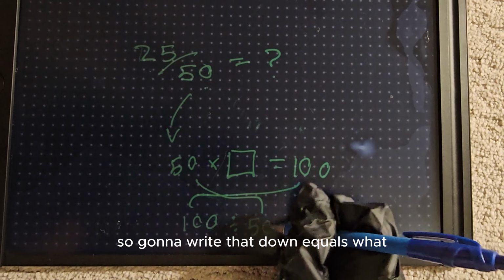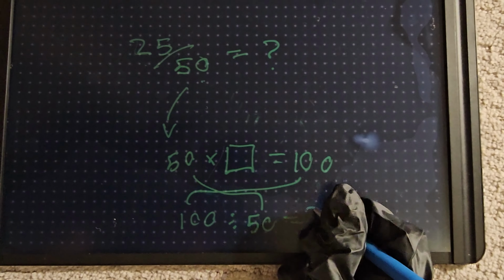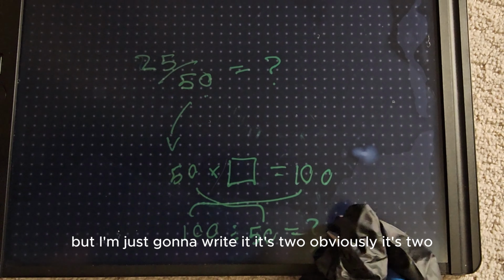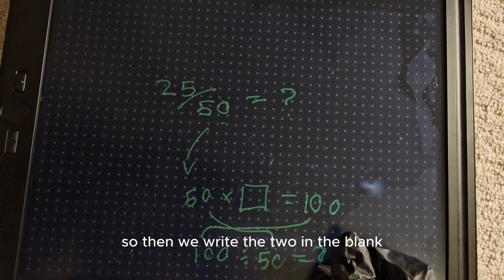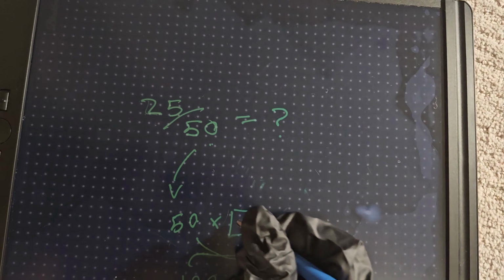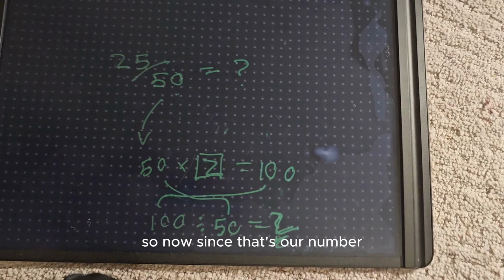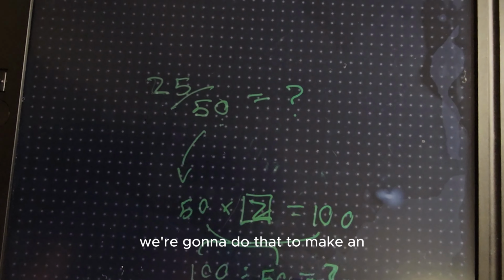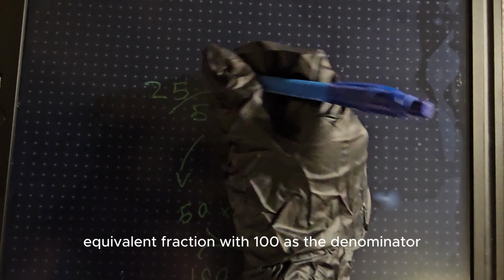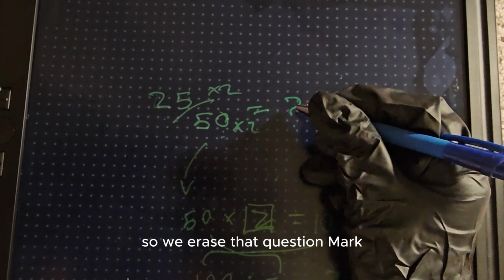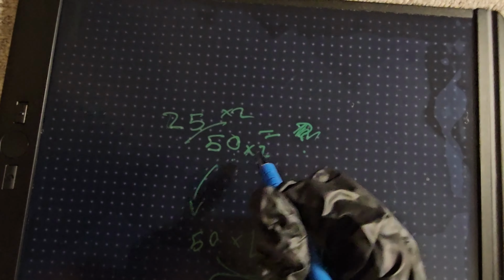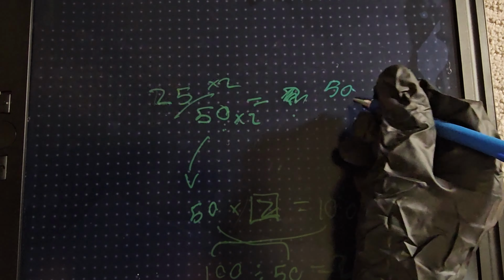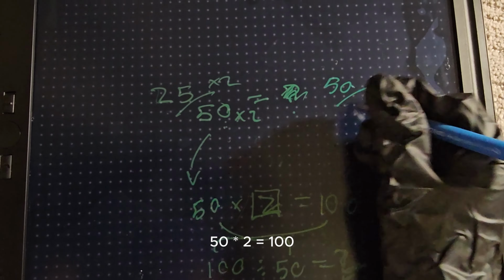So I'm going to write that down. Equals what? And you can think about this, but I'm just going to write it. It's 2, obviously. So then we write the 2 in the blank. So now, since that's our number that we're going to multiply both the numerator and the denominator by, we're going to do that to make an equivalent fraction with 100 as the denominator. So we'll erase that question mark. 25 times 2 equals 50. 50 times 2 equals 100.